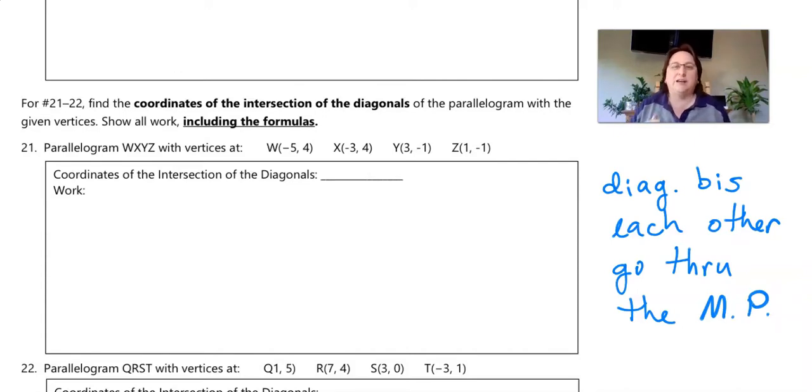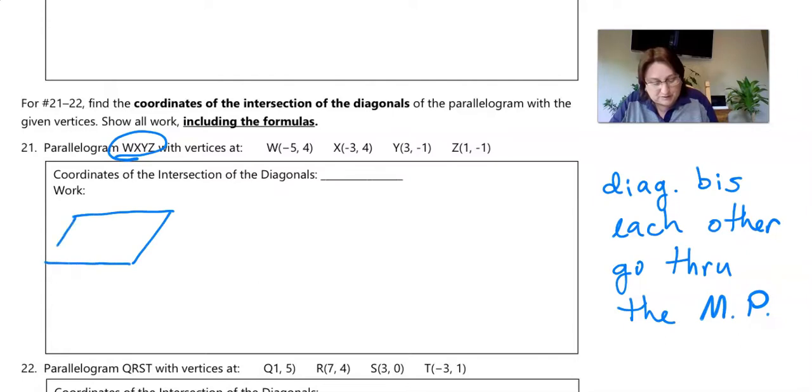Okay, so let's think about how do we figure out which of these lines are diagonals? Because you see right here, it says parallelogram WXYZ. If I were to draw a parallelogram, it would look something like this. I'm going to start in any vertex, and I'm going to say this is W, and then what you got to do is go around the outside of the parallelogram to name it. So W, X, Y, and Z. Do you guys see how I went around the outside to name it correctly?